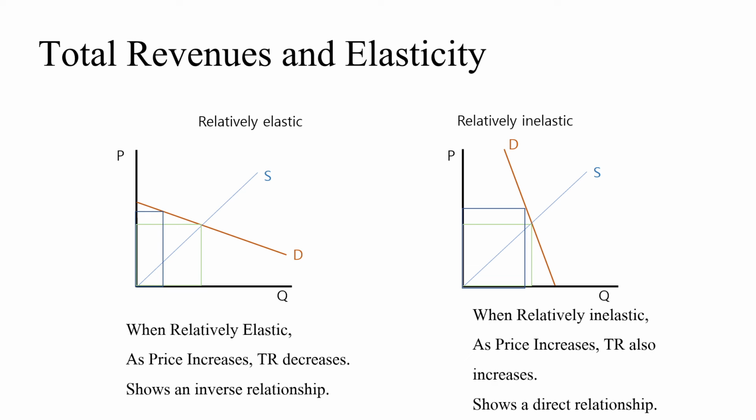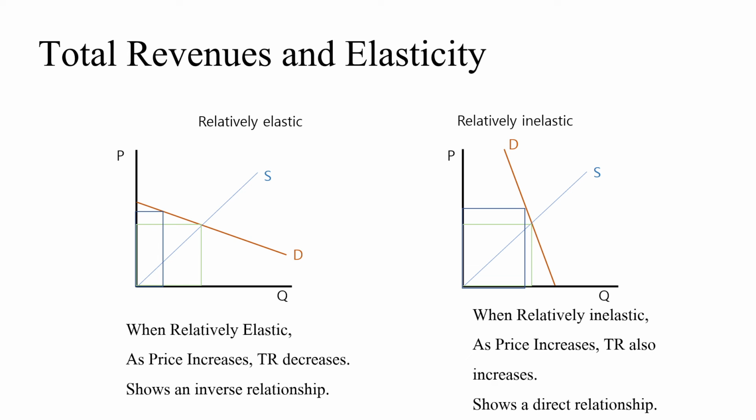We can tell that if the demand is relatively inelastic, which means that the demand curve would be more vertical, the initial total revenue is smaller than the total revenue shown after price went up. So as price increases, total revenue also increases, showing a direct relationship. The opposite happens when price decreases.